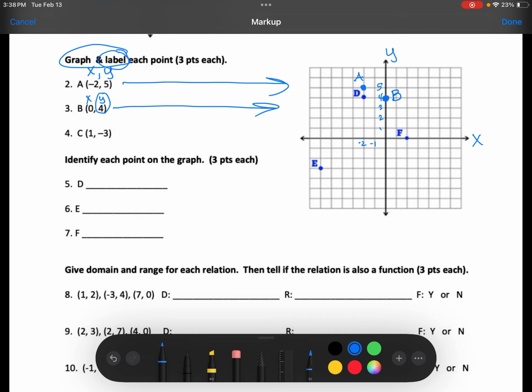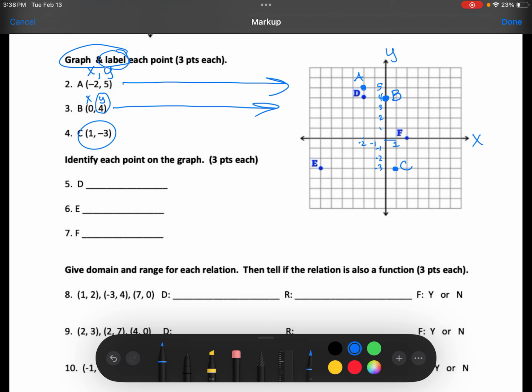Okay, and then the next one, 1, -3. I'm going to go to the x is 1. Remember, this is 1. So I go over to 1, and then I go down to -3. So this is -1, -2, -3. So this is 1, -3. So that's going to be C.